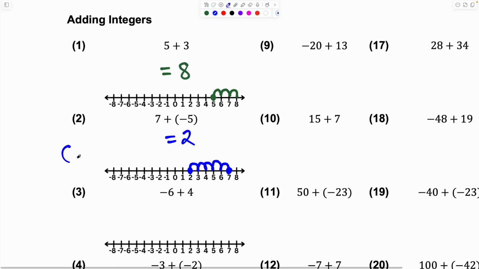Now, one thing I just want to point out is that 7 plus -5 is actually the same thing as doing 7 minus 5. Okay, so 7 minus 5 is equal to 2. That's another way to think about this to get the same answer.